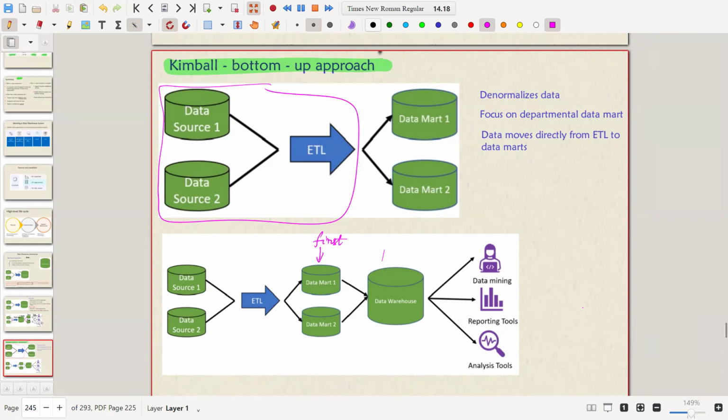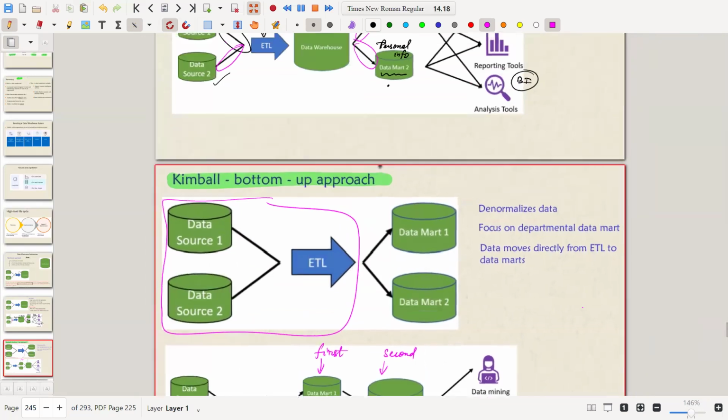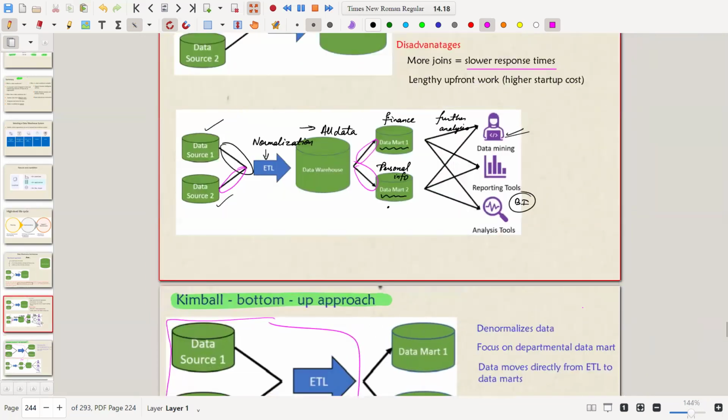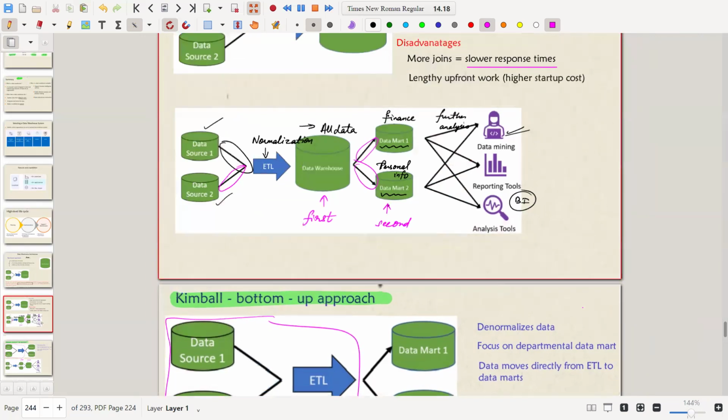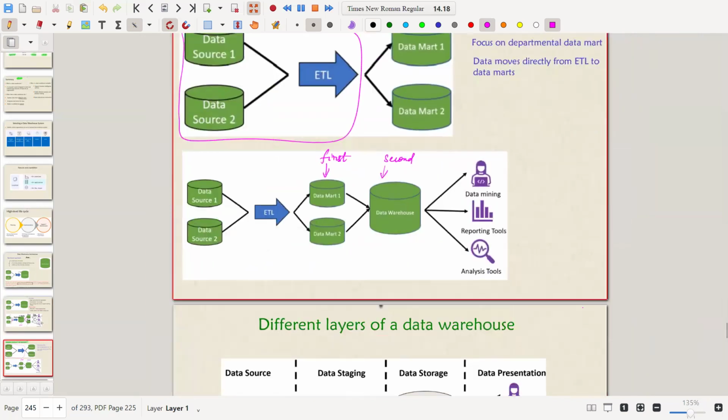Okay, can you see this is coming second, right? Can you see the difference between this one, the bottom-up, and the top-down approach? Here, first the data warehouse came and then the data mart. But here it's different. Here the first data mart comes.